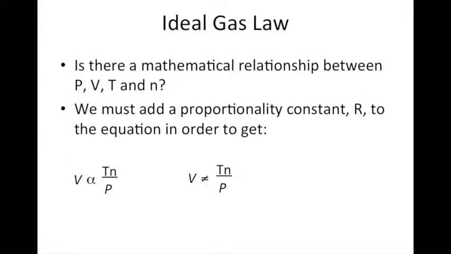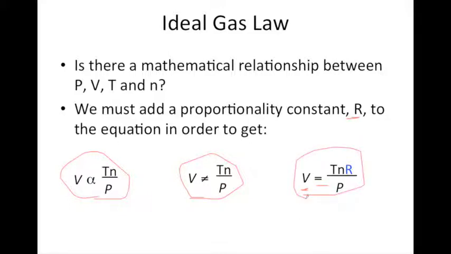Well, there is, but we have to add a proportionality constant, R, to this expression. So if we add in this proportionality constant R, it allows us to say that the volume is equal to the temp in Kelvin times the number of moles times what we call the universal gas constant, R, divided by the pressure. So this expression, where the volume is equal to temp, number of moles, R divided by pressure, is what we call the ideal gas law. It can also be written, as you see here, just rearranging to get pressure and volume on the same side. We generally see it more commonly as PV equals nRT.